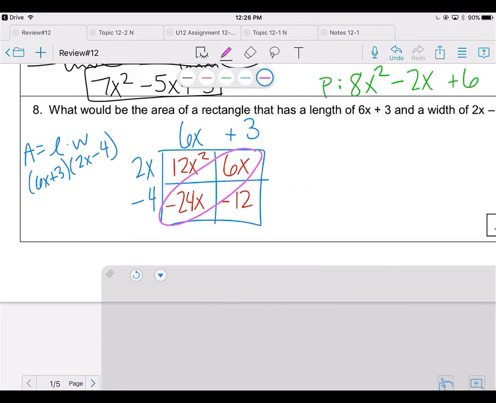Combine your like terms. So 6x's minus 24x's is negative 18x's. So for my total, I have 12x squared minus 18x's minus 12.